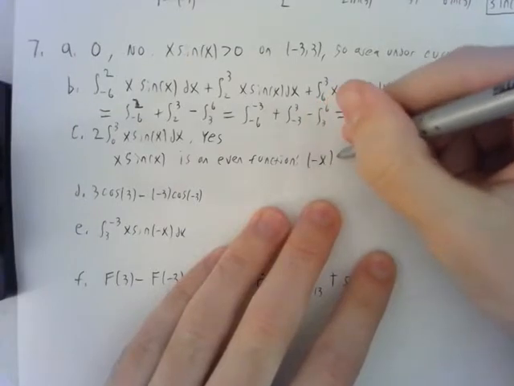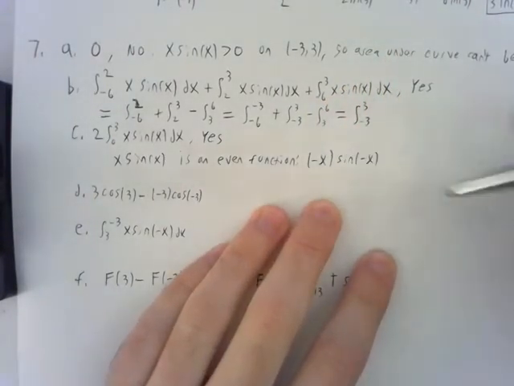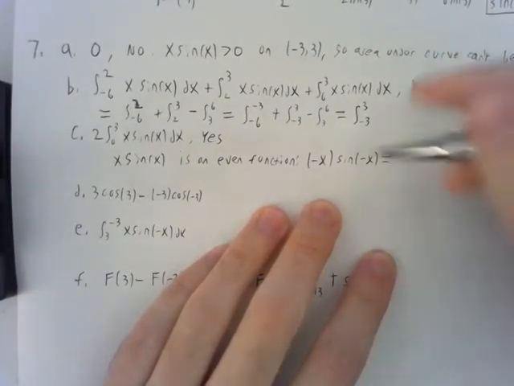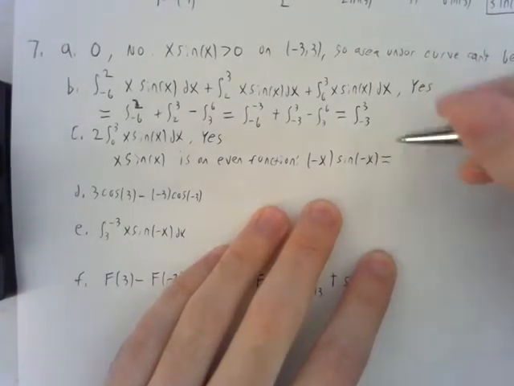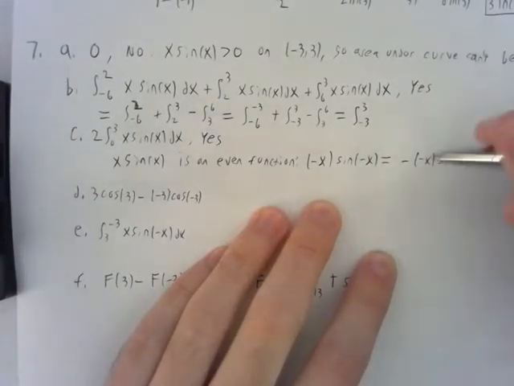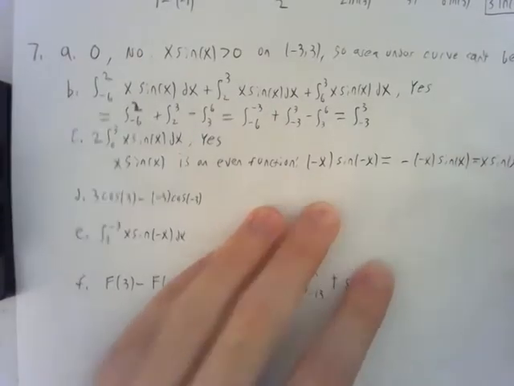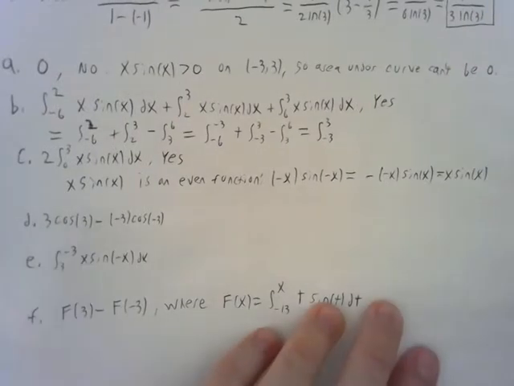Well, that's because -x times sine of -x, this would be f of -x, is equal to -x times sine of -x, and sine of -x is the same as negative sine of x, and then the negative signs cancel, so we just get x sine of x. So what we've shown is that f of -x is equal to f of x for any x. That means the function is even.